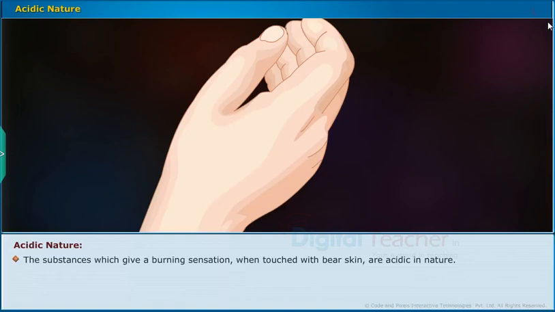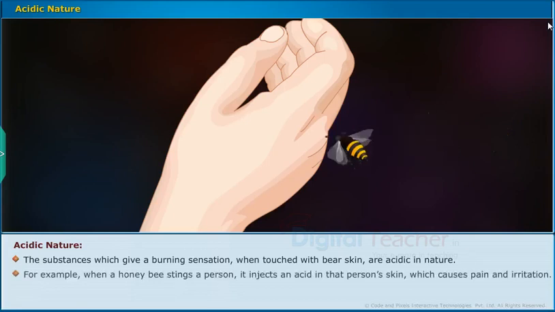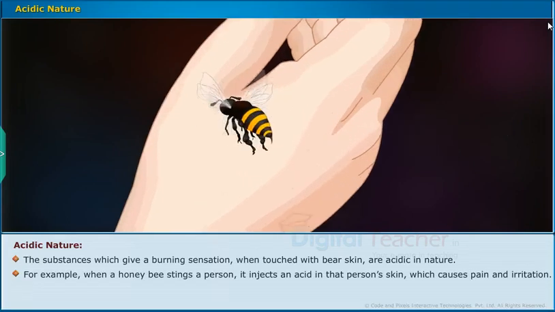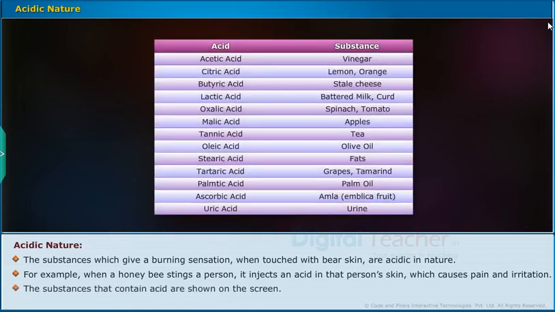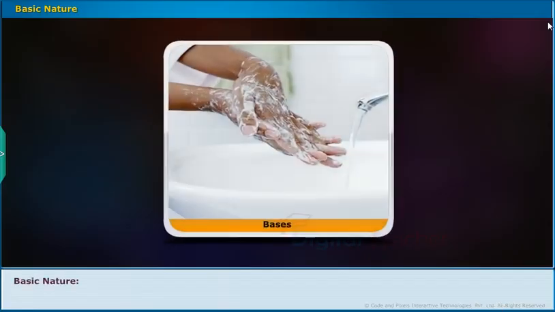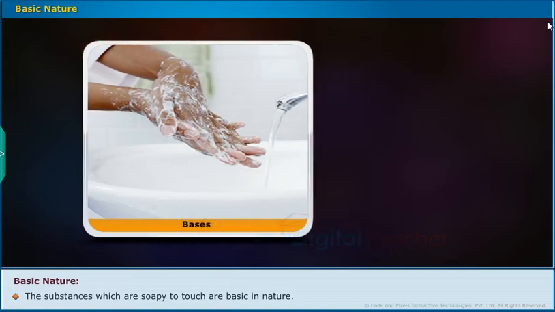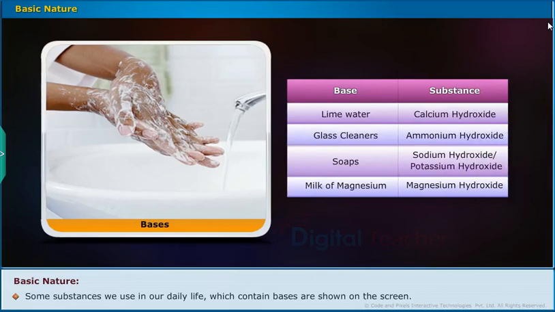The substances which give a burning sensation when touched with bare skin are acidic in nature. For example, when a honeybee stings a person, it injects an acid into that person's skin, which causes pain and irritation. The substances that contain acid are shown on the screen. Let us know about the basic nature of the substances. The substances which are soapy to touch are basic in nature. Some substances we use in our daily life which contain bases are shown on the screen.